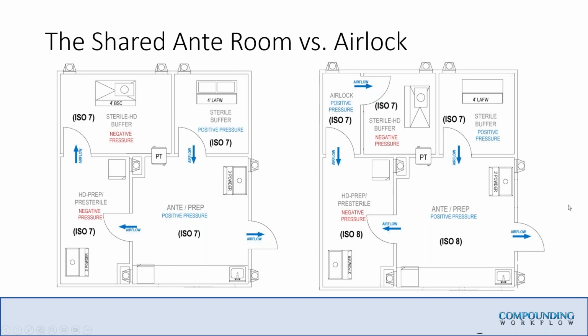Here is the shared anteroom versus the airlock. Let's call this design criteria A. If you notice, all of these rooms share air. So my ante-prep room, and there would be the line of demarcation here. I'm doing everything in here that's non-hazardous prep and/or hand hygiene. It shares air going into the HD prep. This would be high risk. So if I'm doing, I don't know, testosterone injectables or something like that, I'm going from non-sterile to sterile. So I'm pulling in air in here, and that same air is getting pulled into the sterile HD buffer. So in this example, all of these rooms are essentially sharing air, which means the entire clean room needs to be rated as an ISO 7.